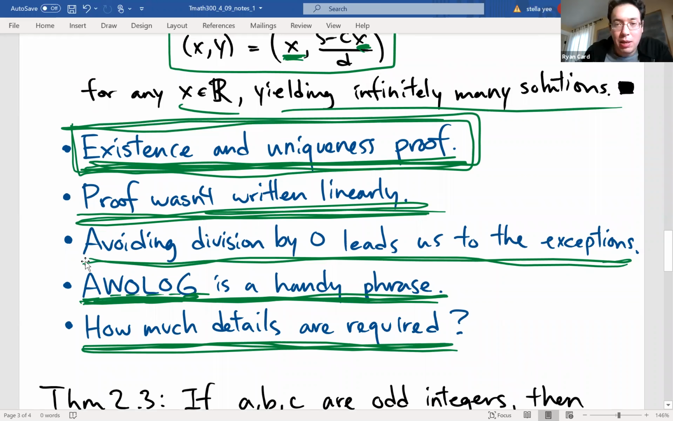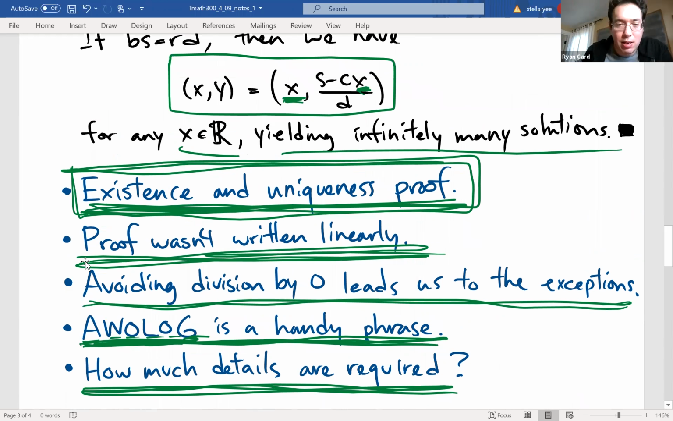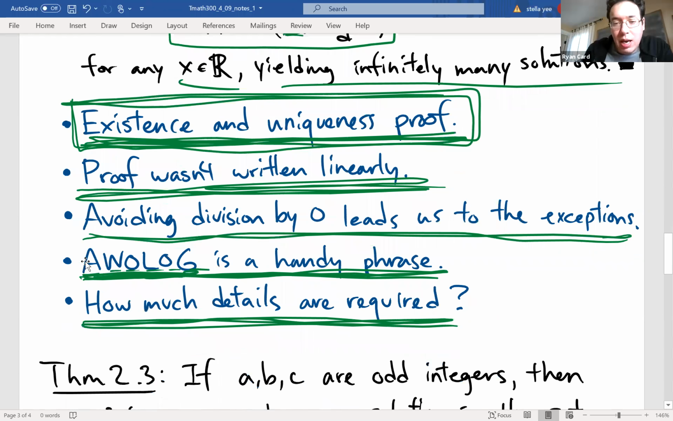If I was writing it for other mathematicians, this proof would not be a page long. It would be a few lines long, maybe 3 or 4 lines long. So how much detail is required? That depends on the audience. For this class though, what I want you to do is lean heavily on, if you are asking that question, then probably yes, you do need to include more details.